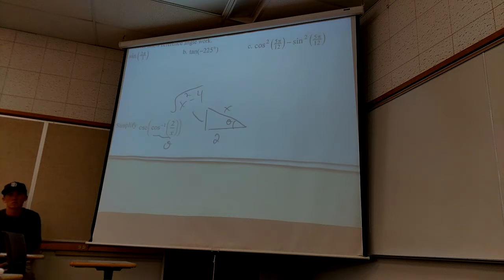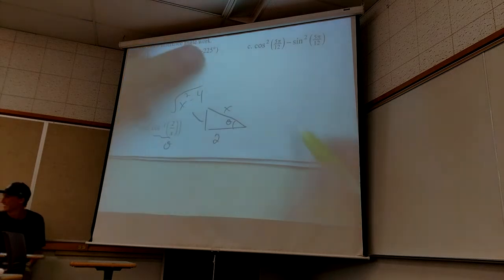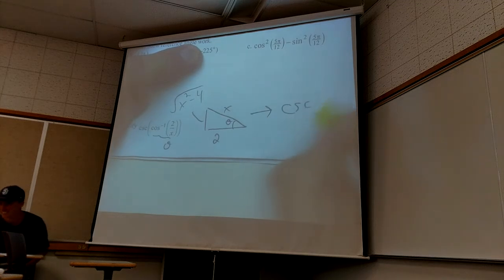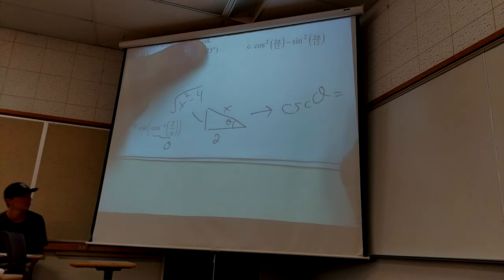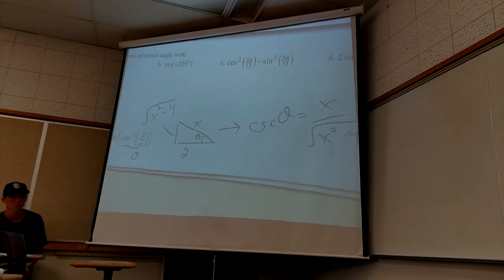So what's the cosecant going to be? Root x squared minus 4. Oh, sorry. Say again. x over root x squared minus 4. Because it's 1 over sine, and sine would be y over the hypotenuse, so just flip it. You guys like that?